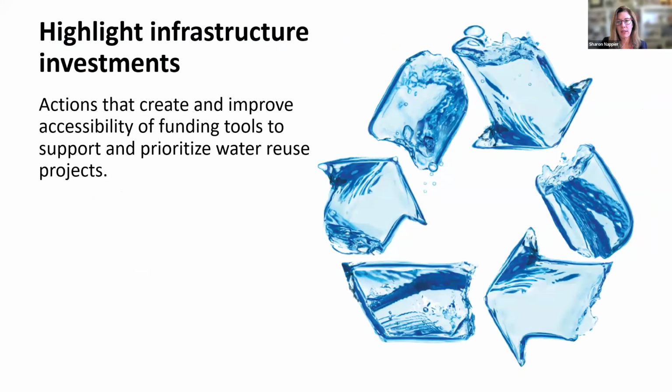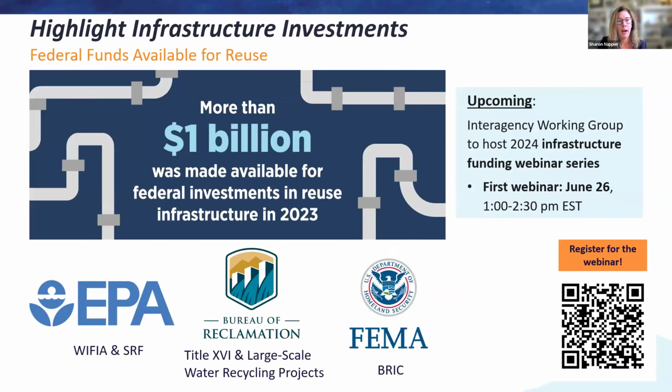Okay, highlighting infrastructure investments. This is where my program works to highlight where reuse is eligible in some of our federal funding programs. This administration, as many of you are aware, has made unprecedented amounts of infrastructure dollars available through the bipartisan infrastructure law, and $1 billion was made available for federal investments in reuse in just 2023. Within the EPA, we have the state revolving funds. This could include on-site, but many of the funding decisions are made by the states, and states can have restrictions on funding in addition to some of the federal requirements.